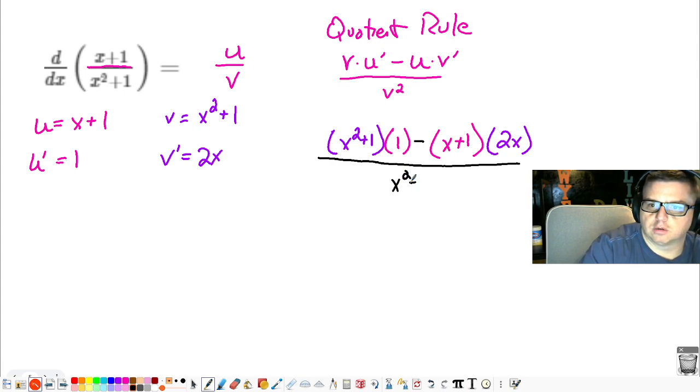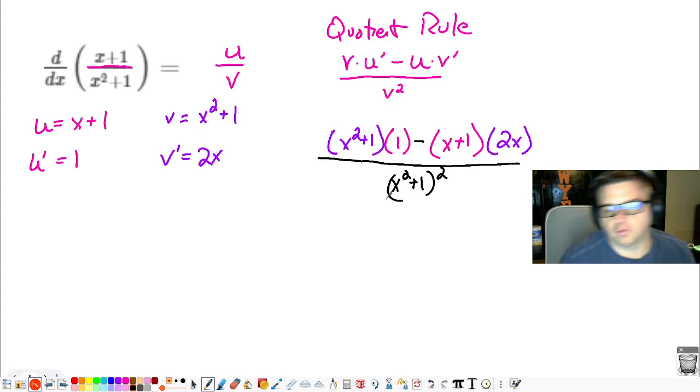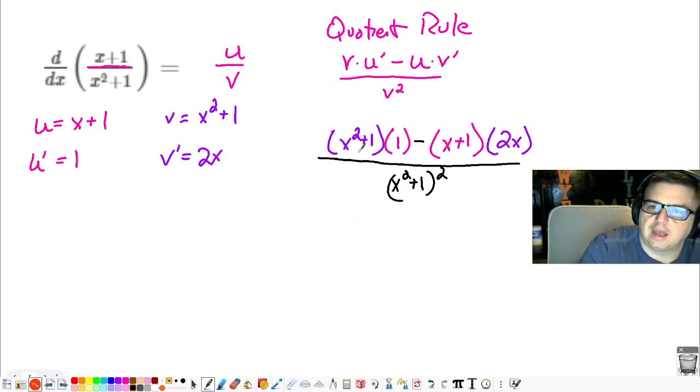So x squared plus 1 squared. I'm going to leave it like this before I expand it out, because if I get an x squared plus 1 on the top, maybe that would cancel out with one of them, and that's what I'd be left with. So first things first, I've got an x squared plus 1 times 1. That's just going to leave me with my x squared plus 1. Okay, because 1 times this is just going to be that.